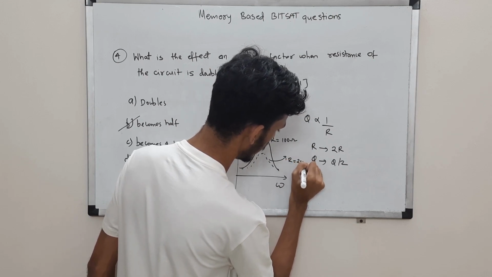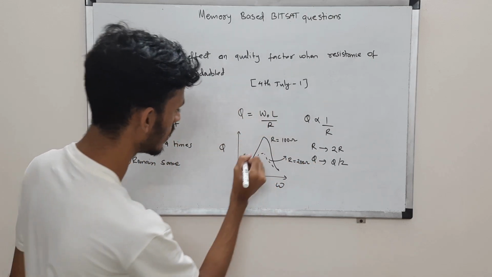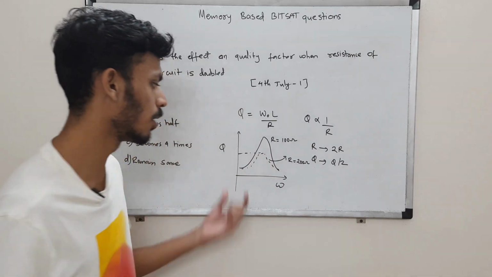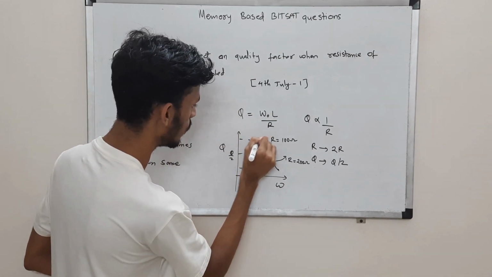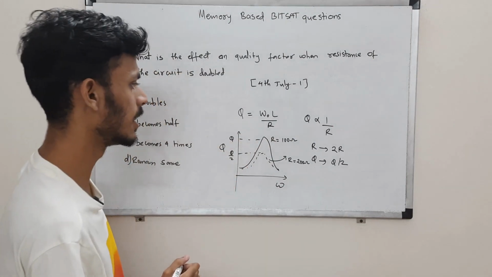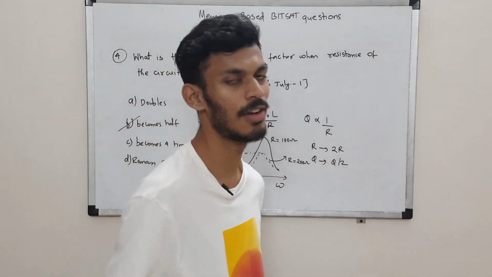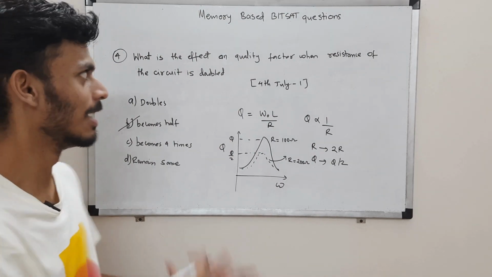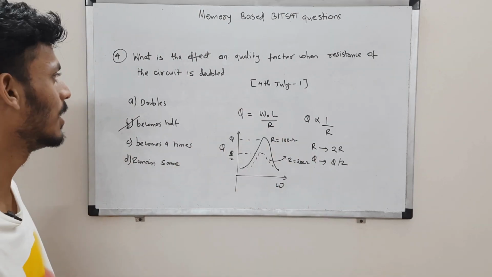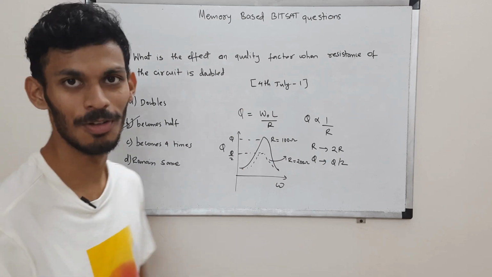Okay, so you can see that this plot is slightly lower, which means the Q value for the second plot is less, and in fact in this case it will be Q by 2. So basically if you double the resistance, the quality factor will become half. I can say this is an NCERT based question, right? So very simple question. Over to the next question.